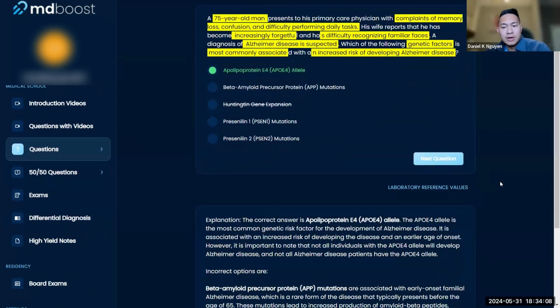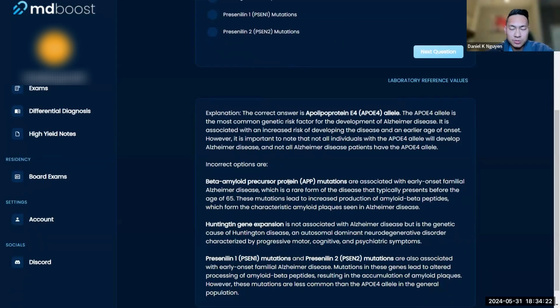Okay, good. I can't remember for the life of me, but yes, it can increase. The most common genetic risk factor for developing Alzheimer's is associated with increased risk of developing the disease at an early age of onset. So beta amyloid precursor protein. This is early onset, so I just want you to remember that. I do remember that, which is a rare form that's typically before the age of 65.